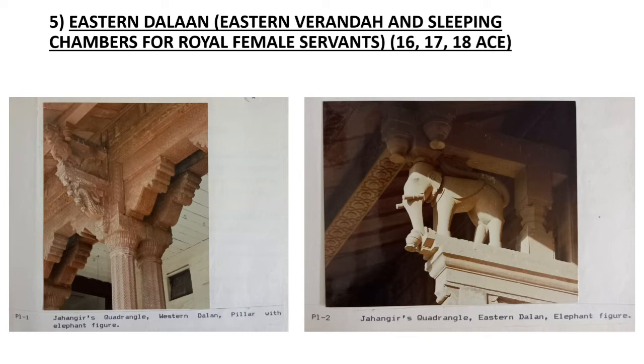Dear viewers, on the east and western side of Jahangir Quadrangle are located the eastern Dalan, a veranda at the front, and the sleeping chamber at the back side, and the basement rooms or summer rooms. Both these dalans or verandas and the back structures were constructed from red sandstone, and the rear buildings were constructed from burnt brick and lavishly plastered with stucco plaster.